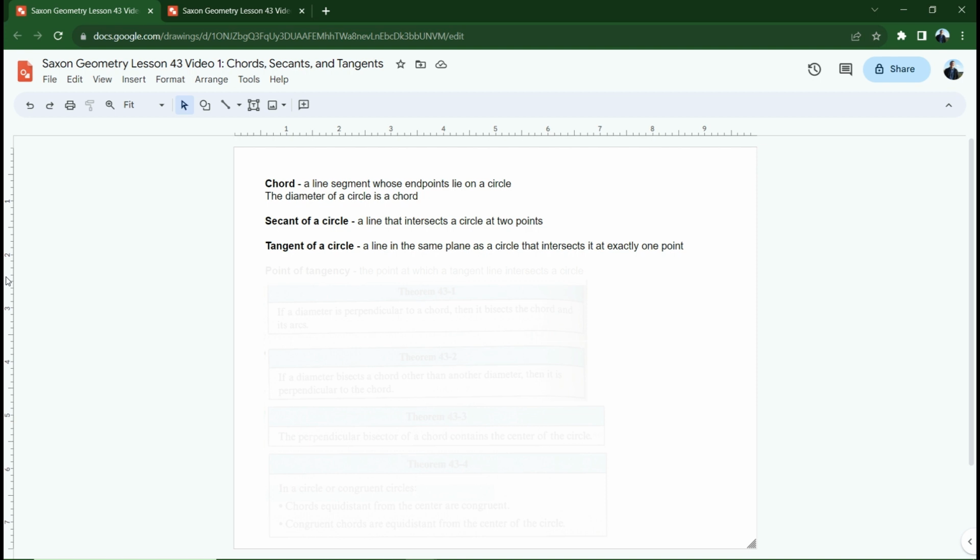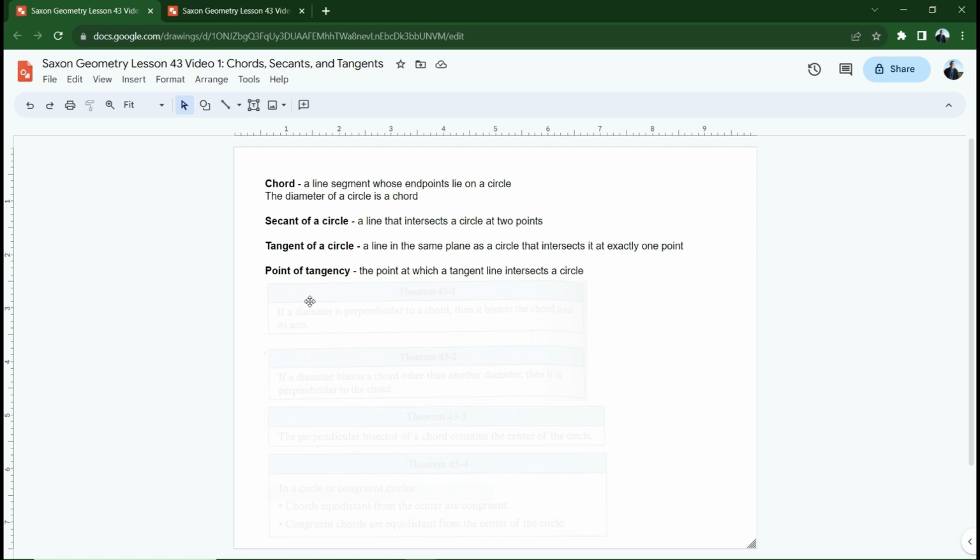When that secant line gets so far that all of a sudden that line just barely kisses the edge of the circle, and there's just a single point at which it intersects the circle, now we no longer have a secant, we have a tangent that just barely touches the edge of the circle at 1 point. That point, by the way, is called the point of tangency, the point at which a tangent line intersects a circle. So secant and tangent are similar to one another in that they refer to a line, not just a segment. A chord is a segment. Okay, so kind of keep those in mind.